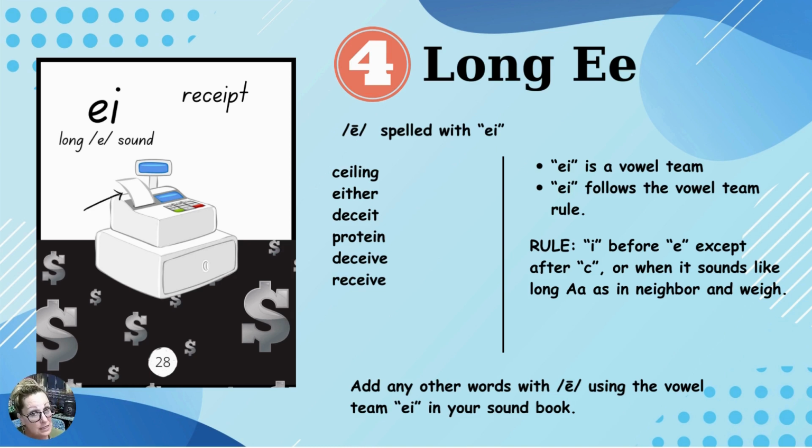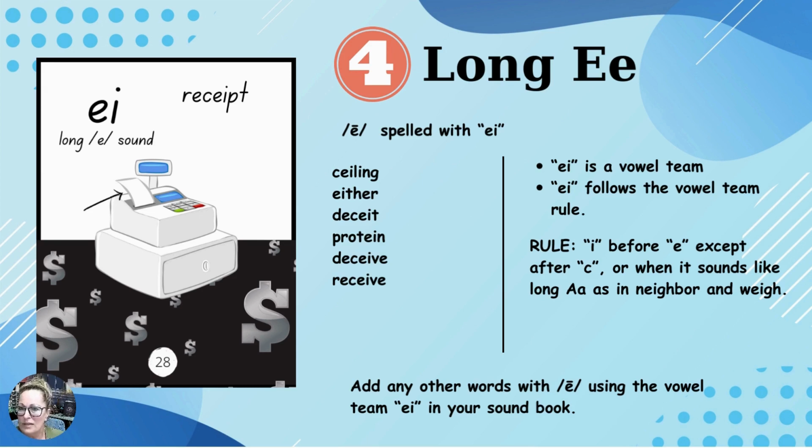I before E, except after C, or when it sounds like long A, as in neighbor and way. So that's the whole rule about I before E, except after C. We often don't hear the last part because when we did the long A, we actually did see the, oh, EI is saying long A. That's weird. There's not even an A in there. Well, this is the rule.